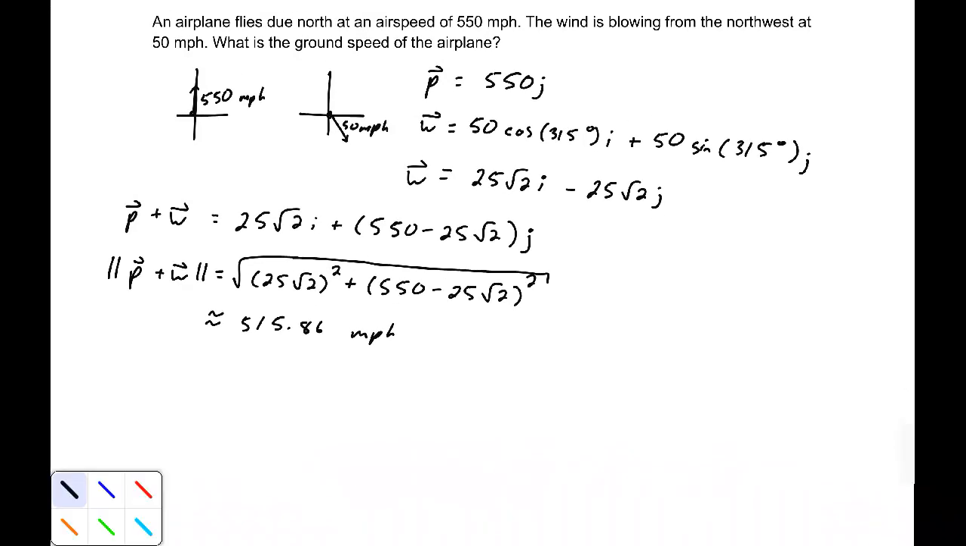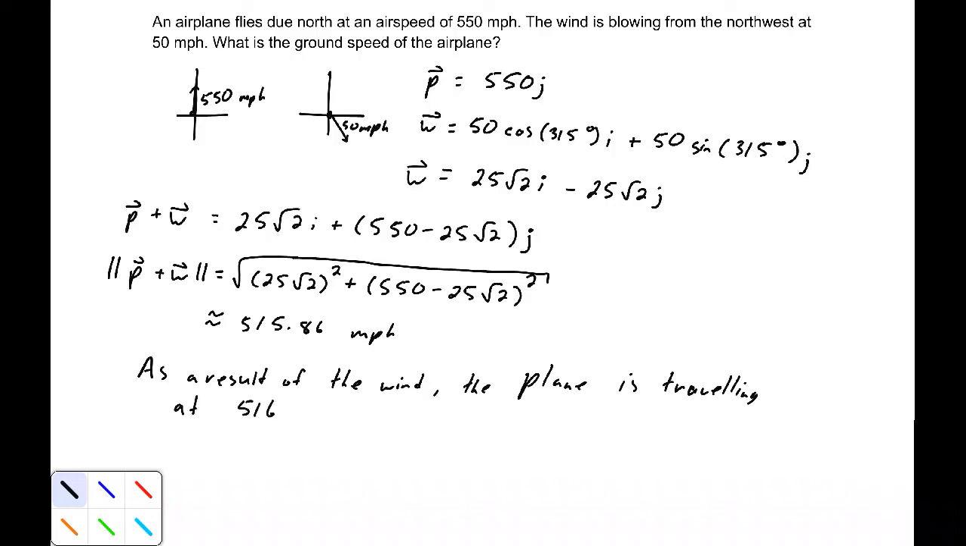So we can sum this up by saying that as a result of the wind, the plane is traveling at approximately 516 miles per hour relative to the ground. And that answers our question.